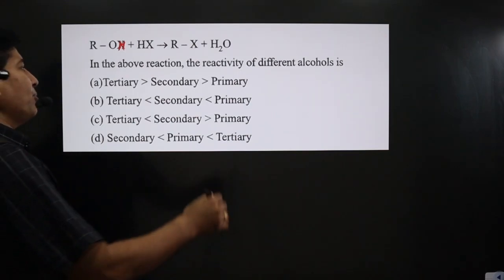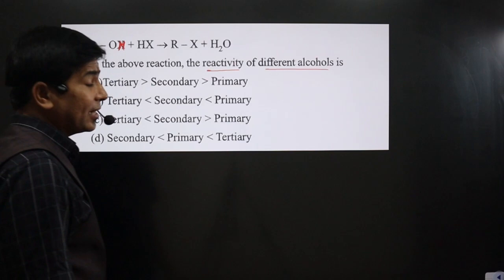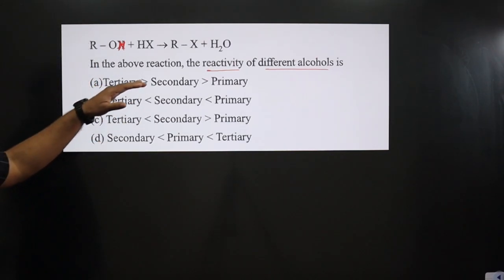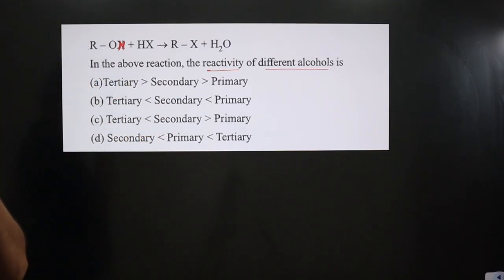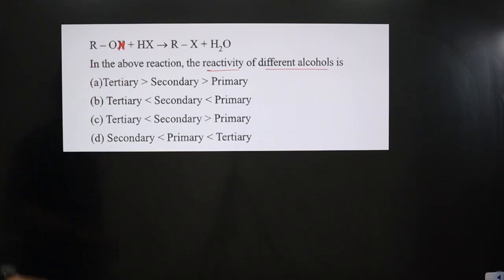The question says, in the given chemical reaction, the reactivity of different alcohols is... You can see in the options we have primary, secondary and tertiary alcohol. And if you look at the reaction, you can see alcohol is reacting with hydrogen halide.